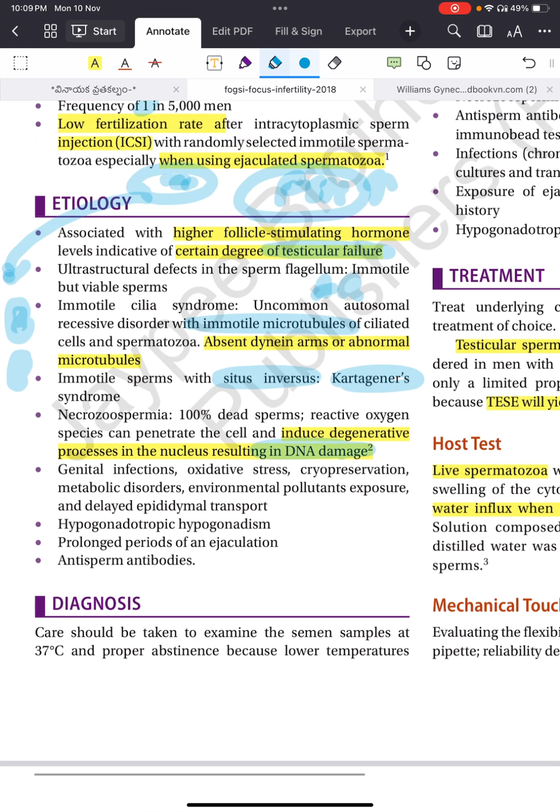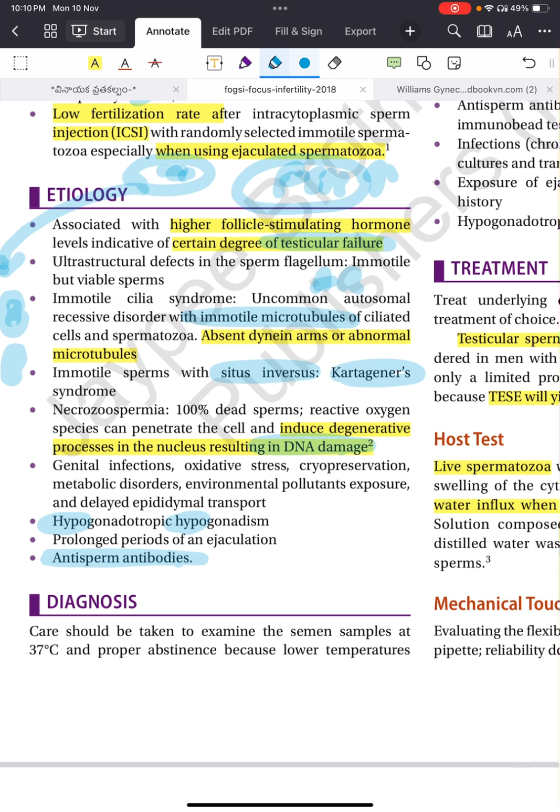Hypogonadotrophic hypogonadism is another cause. See, one is high FSH; sometimes there will be low FSH, and that's why there is low testosterone. So hypogonadotrophic hypogonadism also results in asthenozoospermia. A prolonged period of abstinence, if you do that, then also there is asthenozoospermia. And the last cause is anti-sperm antibodies. So these are different reasons for asthenozoospermia: high FSH, low FSH, immotile cilia syndrome, Kartagener syndrome, necrozoospermia, other genetic causes, environmental pollutants, cryopreservation, prolonged abstinence and anti-sperm antibodies.